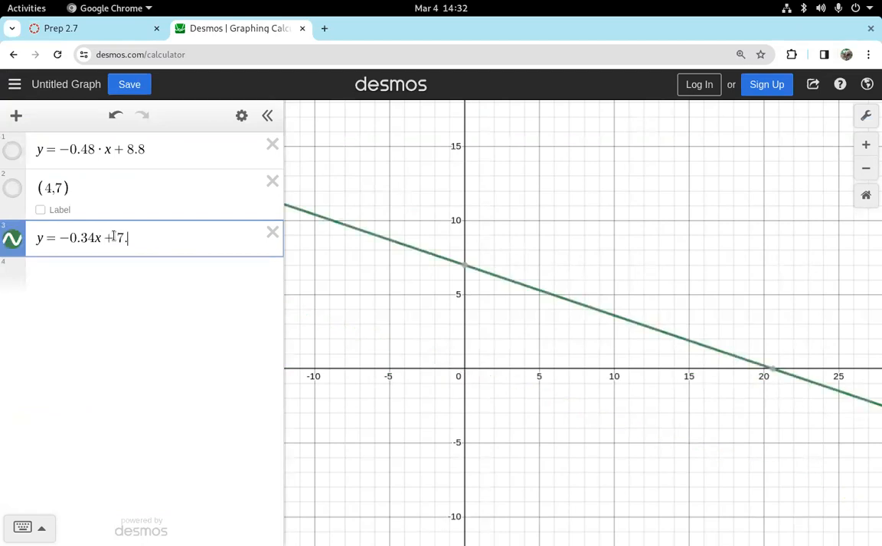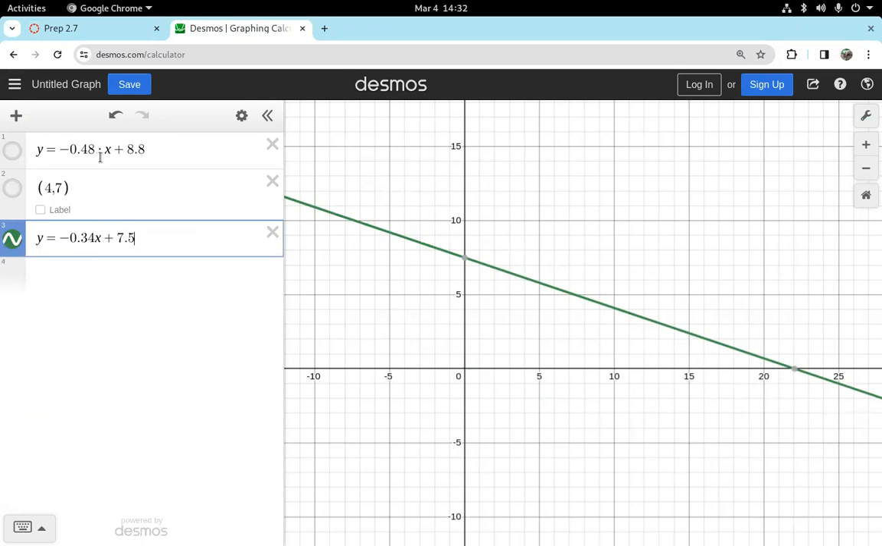plus 7.5. Notice last time I did a times x and this time I didn't do the times. The computer's okay either way. Some computers need you to type the times, some don't. This one takes it either way. All right, 2.5. So 1, 2, 3, 4, 5. 2.5 would be right in the middle here.